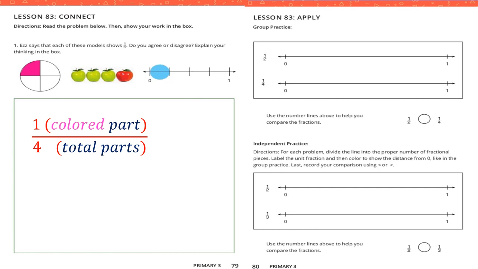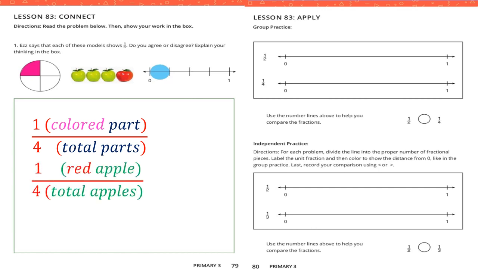Okay, the second model, we have a set of apples. What is the fraction of the red apples in this set? Ask yourself, how many red apples here? Yes, 1 red apple out of the total apples, 4. So the fraction here is 1 out of 4.